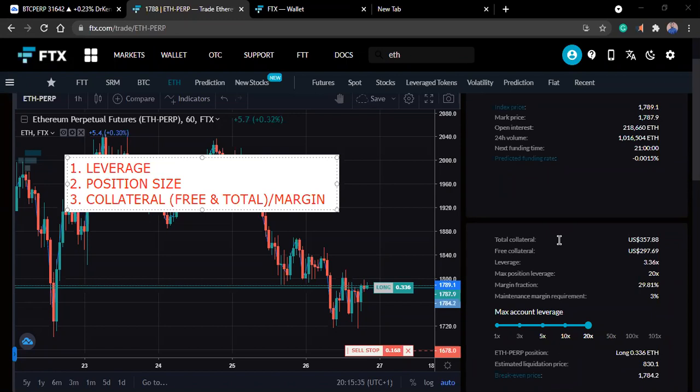What is leverage actually? Leverage is like doing something with effort that is not your own, like being assisted to do something that if you were to rely on your strength or resources alone, you wouldn't have been able to do. So leverage in trading simply means trading with borrowed funds or funds that are not yours. That is what leverage in trading means.